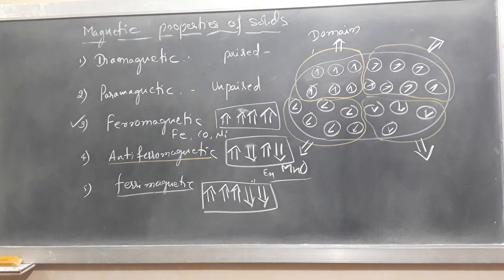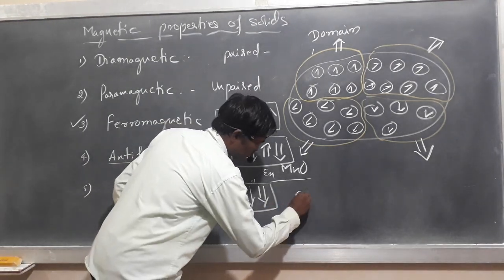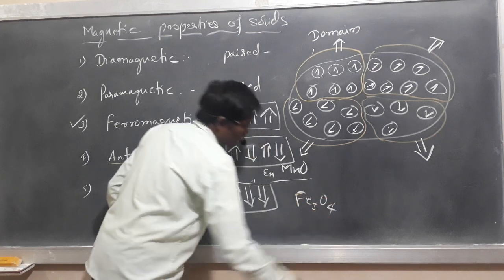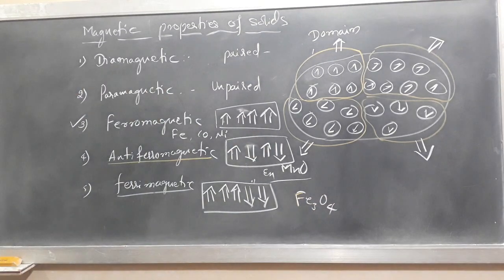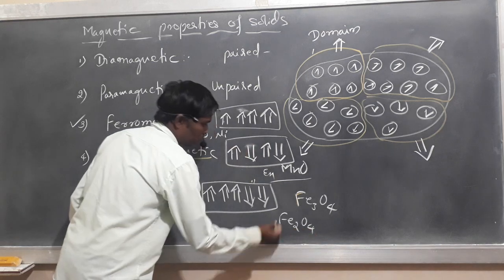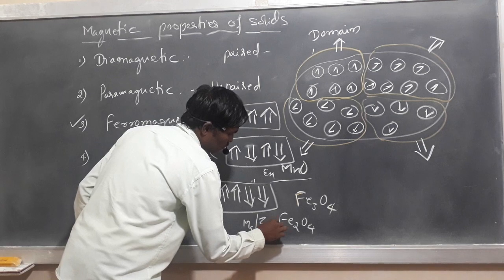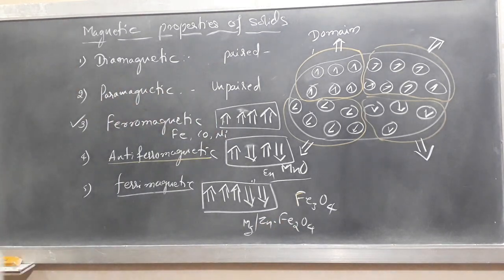Examples are magnetite Fe3O4, or ferrites of zinc and magnesium. So ferrites like Fe2O4, ferrites of zinc or magnesium. Those are the ferrimagnetic substances. So this is about the magnetic properties of the solids.